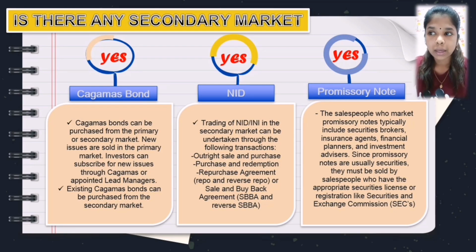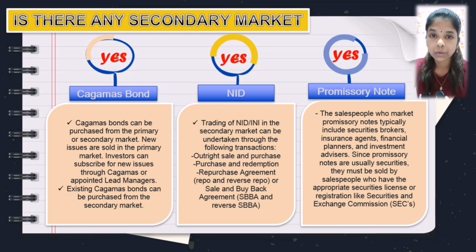Next, is there any secondary market? First, for the Cagamas bond, yes, the Cagamas bond can be purchased from the primary or secondary market. New issues can be sold in the primary market. Investors can subscribe for new issues through Cagamas or appointed lead managers. Existing Cagamas bonds can be purchased from the secondary market.